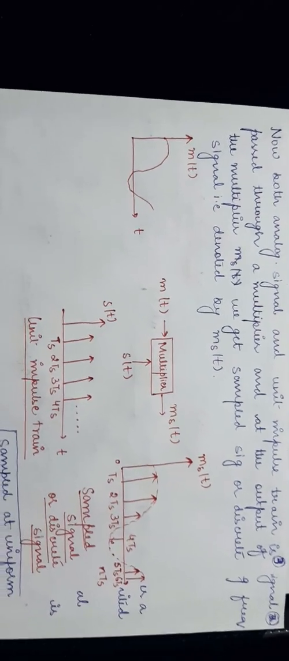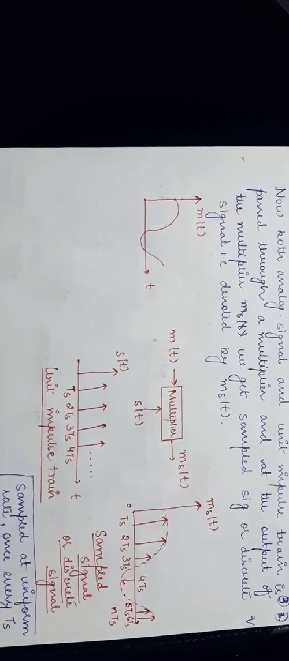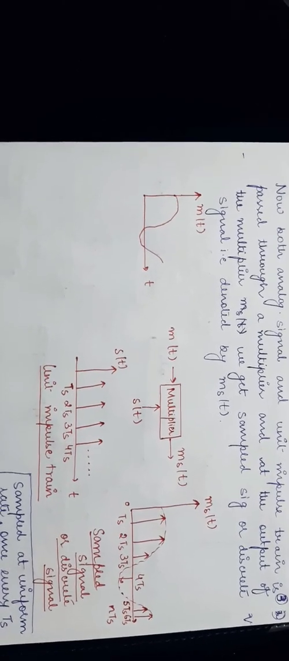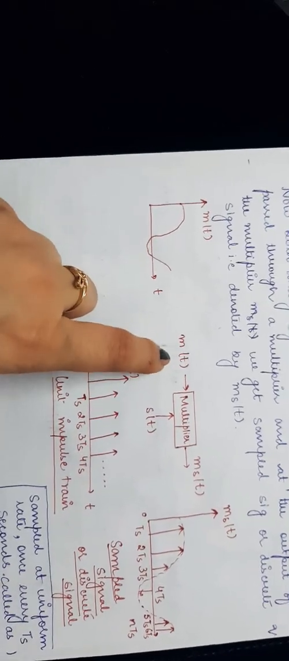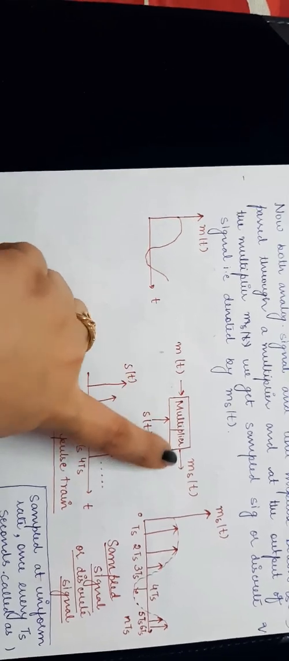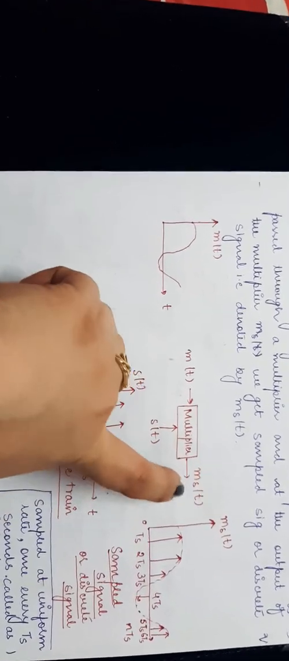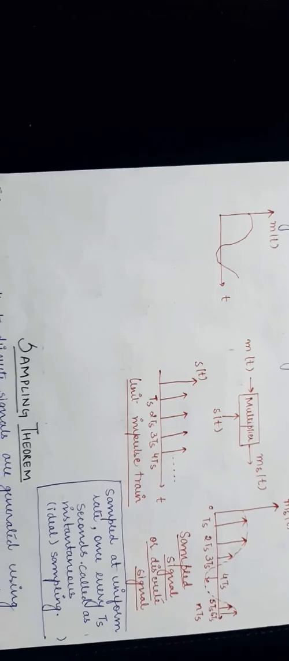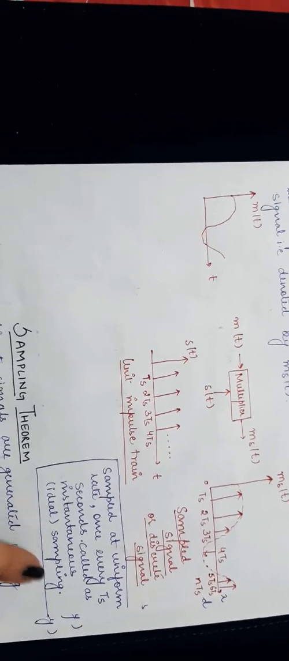Now, if we consider both the analog signal and the unit impulse train, they are passed through a multiplier, and at the output of the multiplier we get the sampled signal or discrete signal, denoted by m delta(t). Suppose we have a message signal m(t). If we use a multiplier with s(t), we get the output as the discrete signal or sampled signal m delta(t). Here we consider s(t) as a unit impulse train. So a sampled signal at a uniform rate, once every Ts seconds, is called instantaneous or ideal sampling. So this was all about the sampling process.